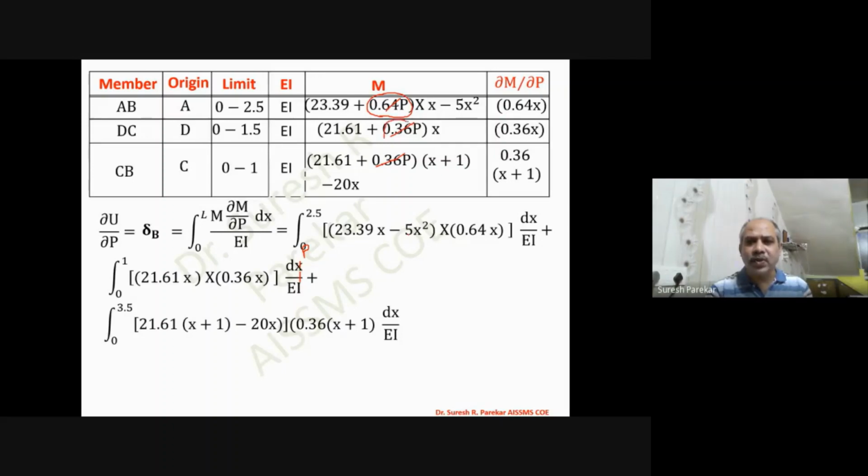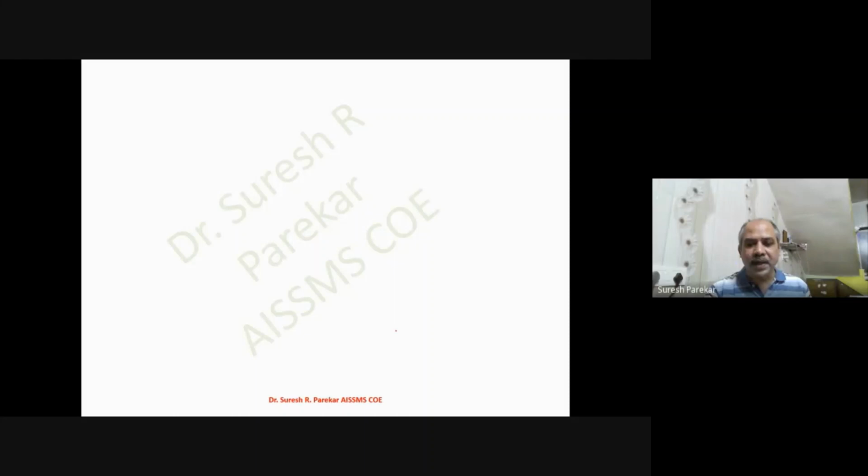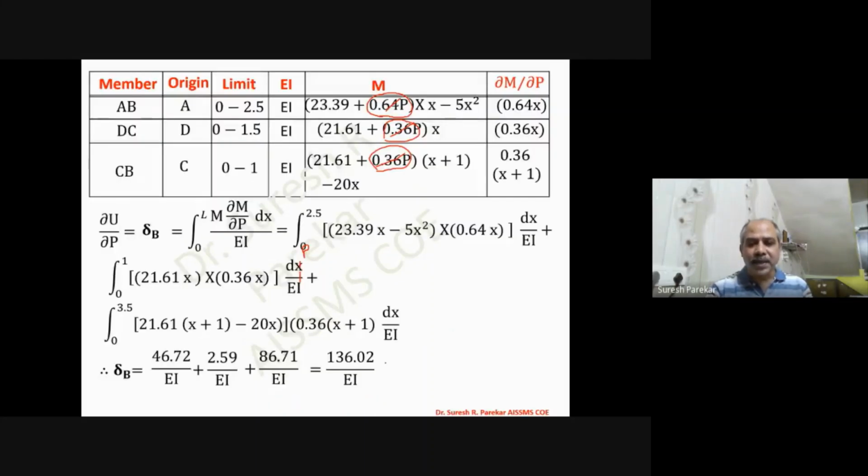Here again this term becomes 0. So you are going to get this as 21.61 into x into 0.36x. And then for the third, you are going to get 21.61 into x plus 1 minus 20x, and then we have 0.36x plus 1 dx upon EI. And then delta B, we are going to get 46.72 upon EI plus 2.59 upon EI plus 86.71 upon EI, and that will be 136.02 upon EI. The value is positive, that means my displacement is in the downward direction.